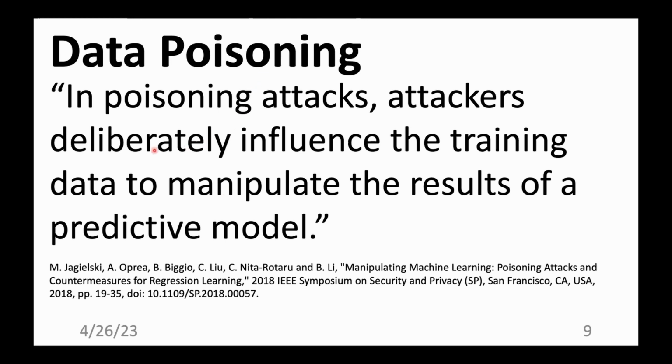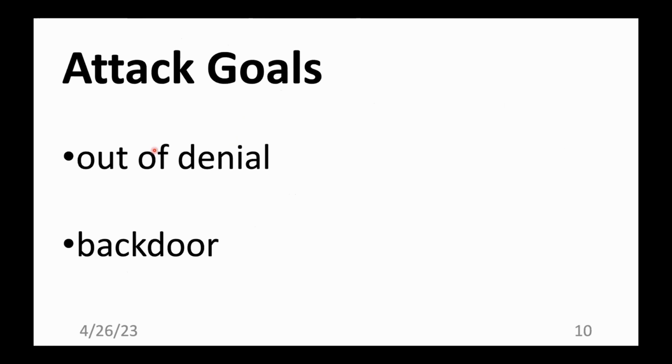In data poisoning, methods called attacks, attackers deliberately influence the training data to manipulate the results of a predictive model. There are at least two broad types of attacks, defined by the goals of the attack. One is a denial attack, where you just want to mess up the training completely. You put so much noise into the training data, or perturb it so much, that the machine learning algorithm doesn't learn anything useful.